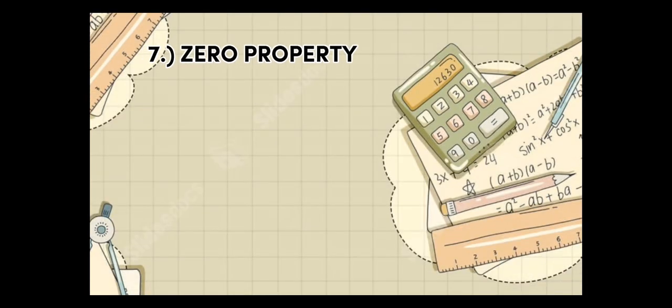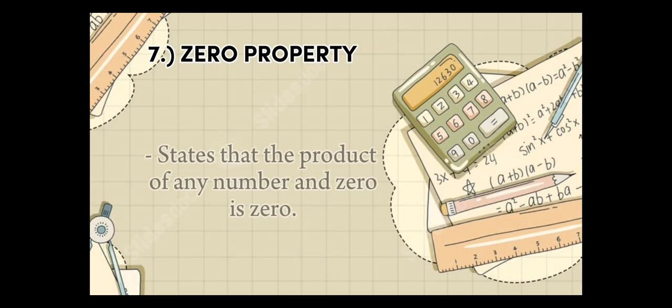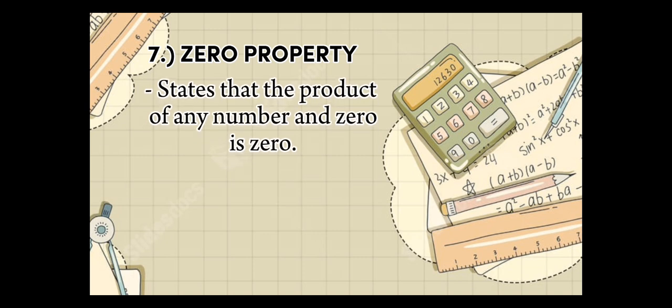Last property is the zero property. It states that the product of any number and 0 is 0. For example, 8 times 0 is equal to 0, and negative 5 times 0 is equal to 0. So, when we say zero property, if you multiply any number by 0, you will get 0 as an answer.